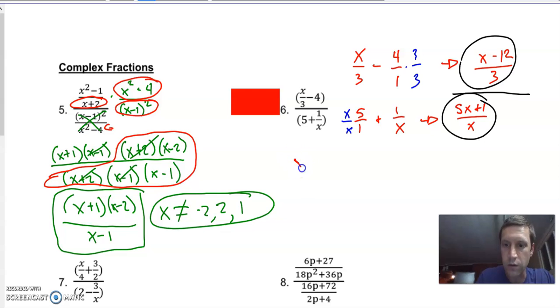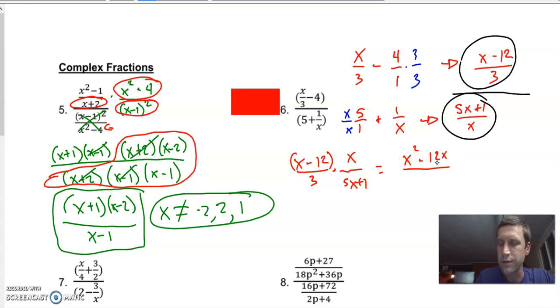So we get (x minus 12) over 3 times x over (5x plus 1). And we can do some distributing. We get x squared minus 12x over, you can leave it factored, 3 times (5x plus 1). Nothing's going to cancel, right? But I could distribute and get 15x plus 3.